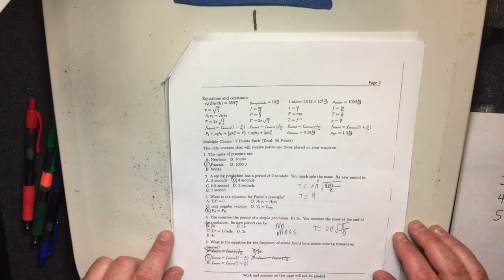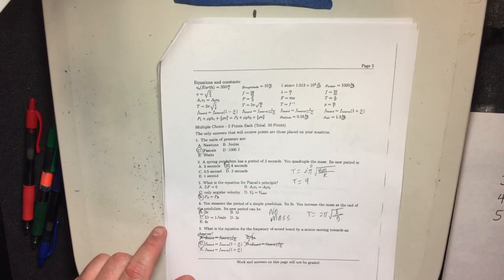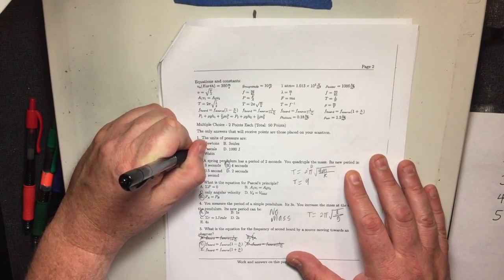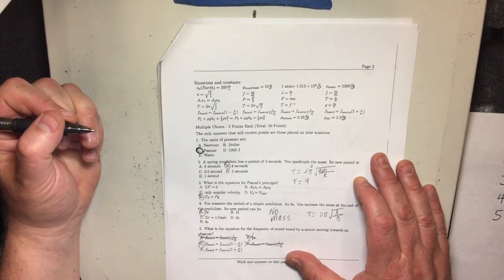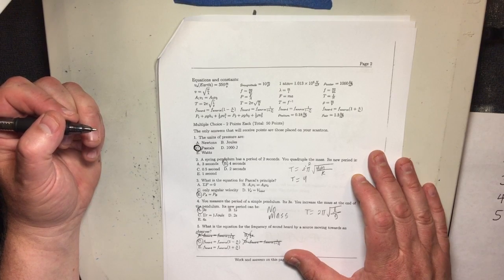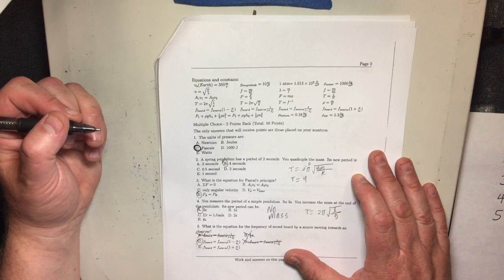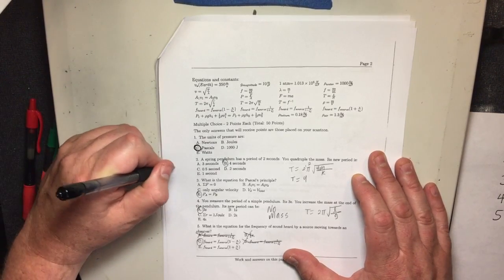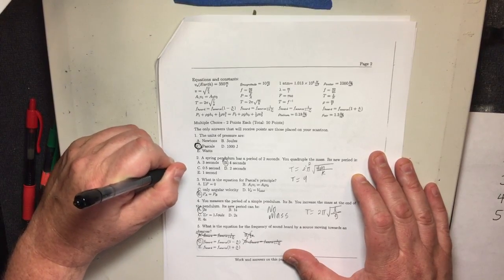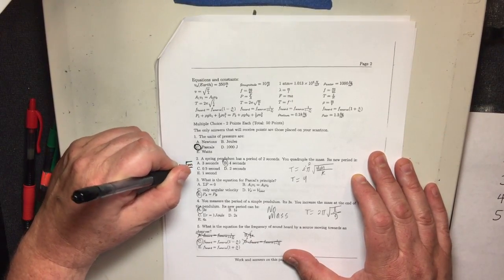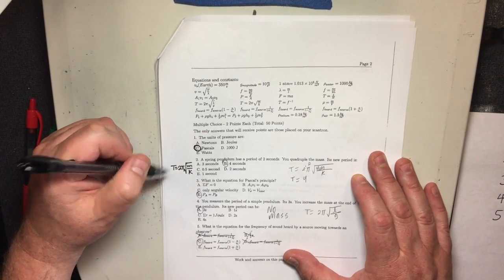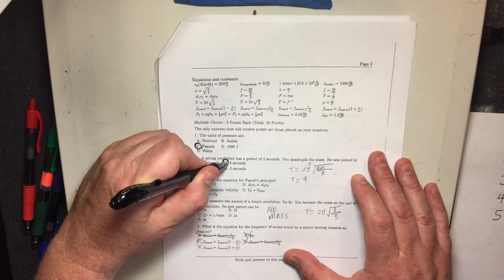Let's dig through the problems. Units of pressure are what? Pascals. A spring pendulum has a period of 2 seconds. You quadruple the mass. Its new period is what? The period is 2 pi root m over k. If you quadruple that, a 2 pops out, so it has to be 4.